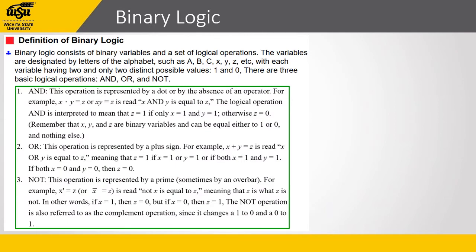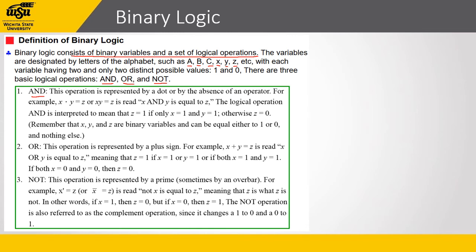The other term in digital design is binary logic. Binary logic is made of binary variables and a set of logical operations. Those binary variables are the input and output of these operations, and the operations are AND, OR, NOT. So we see one by one what each of those operations does. The first one is the AND operation. This operation is represented by a dot or by the absence of an operator.